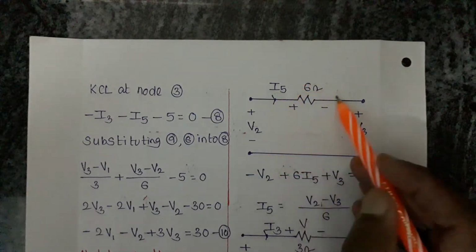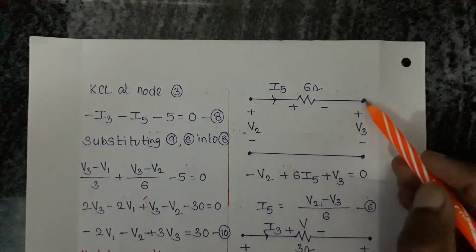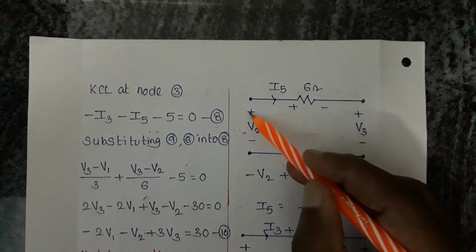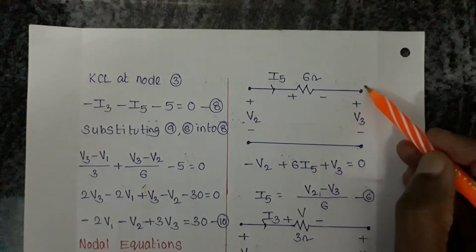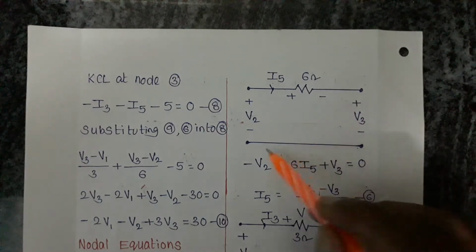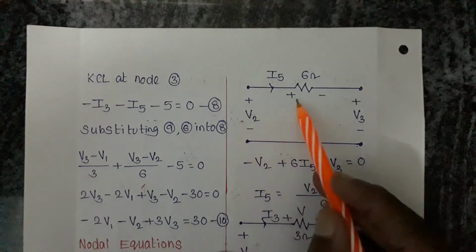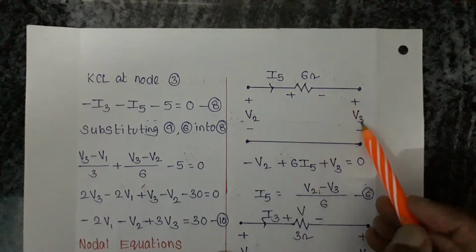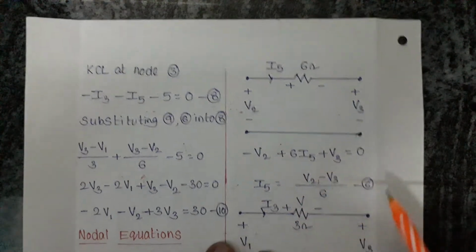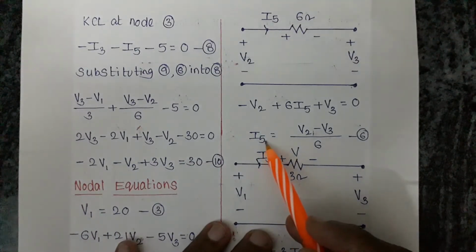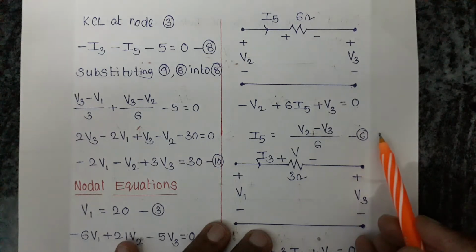So here, the current flowing in the 6 ohms is I5, and the node voltages are V2 and V3, with positive polarity towards the node and negative polarity towards the reference. If you write KVL in this loop, we get minus V2 plus 6 I5 plus V3 equal to 0. From that, I5 equals (V2 minus V3) by 6. So this is the sixth equation.